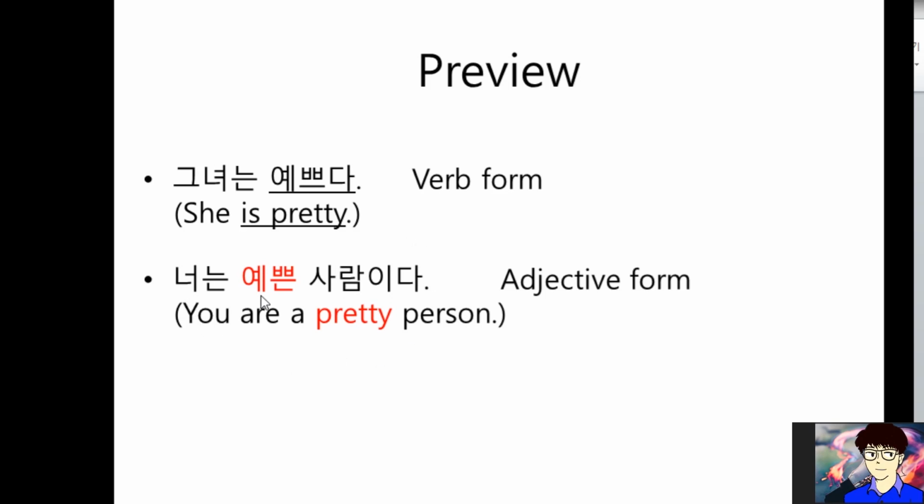너는 예쁜 사람이다. 예쁜 is pretty. Okay? Now, can you tell the difference? Right. The word 예쁜 modifies a noun, 사람, in front of the word, right? Which means it is an adjective form. Today, we're going to learn Korean adjective form.